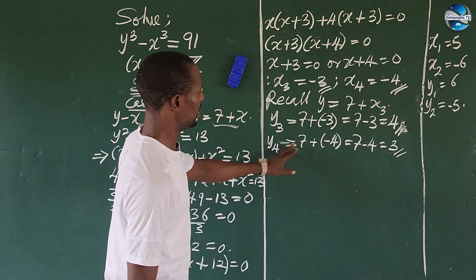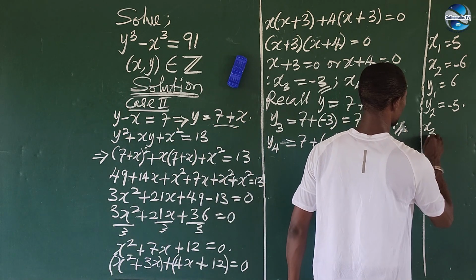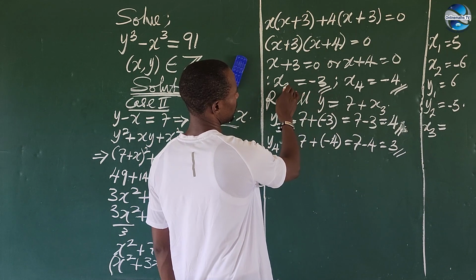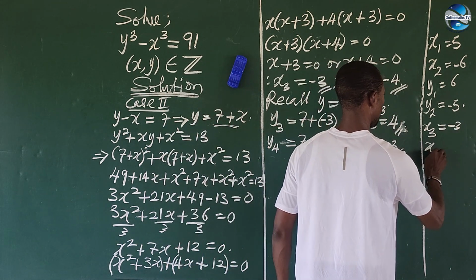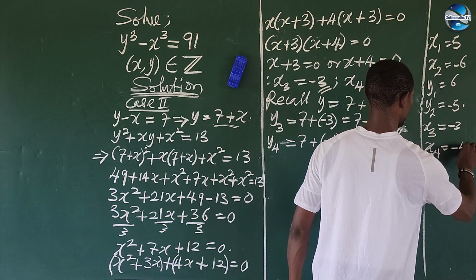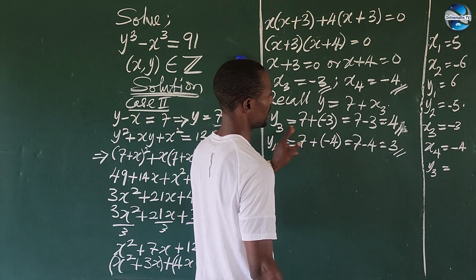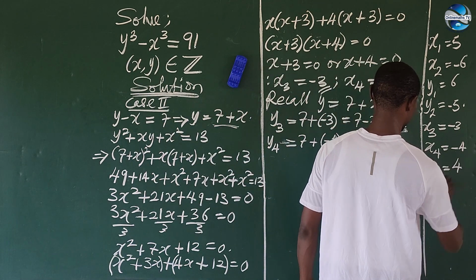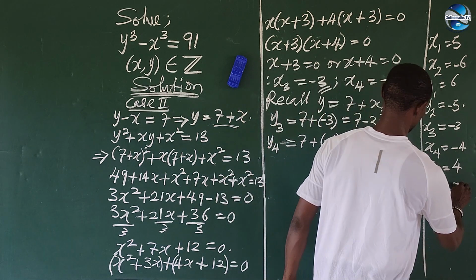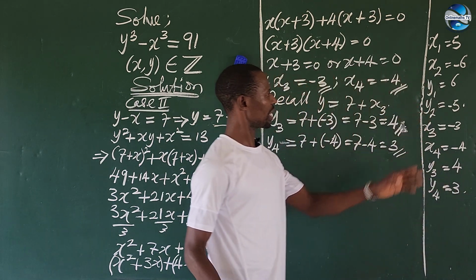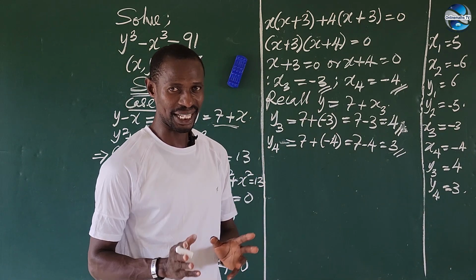Okay, so let's include these solutions to our existing answer. So x3 we have solved to be minus 3, then x4 we have solved to be minus 4, then y3 we have it to be positive 4, and y4 we have it to be positive 3. The essence of bringing all this out is so that at the end of the day, we can bring out all the roots, all the solutions together in a concise form, right?